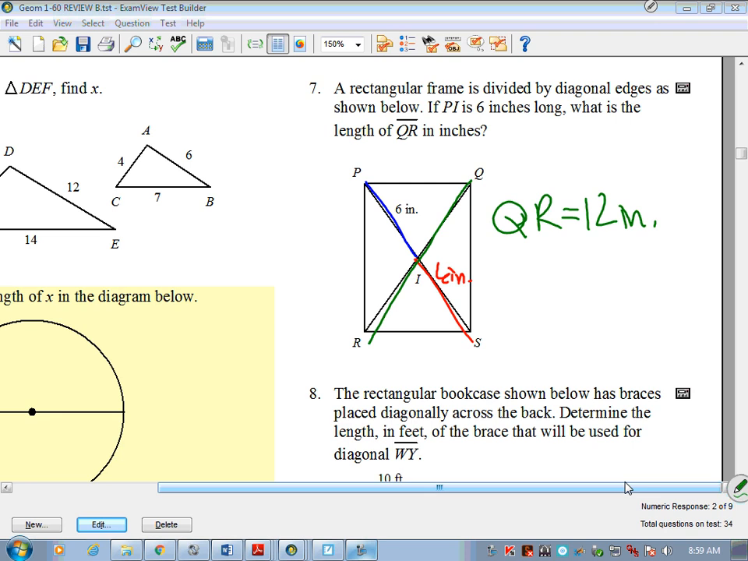Okay? But you want to state those facts. I want to know that you know that a rectangle is a parallelogram, and what rules for the diagonals of a parallelogram work and what rules for the diagonals of a rectangle work.